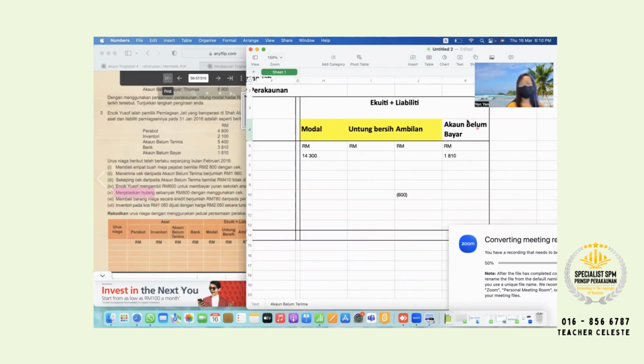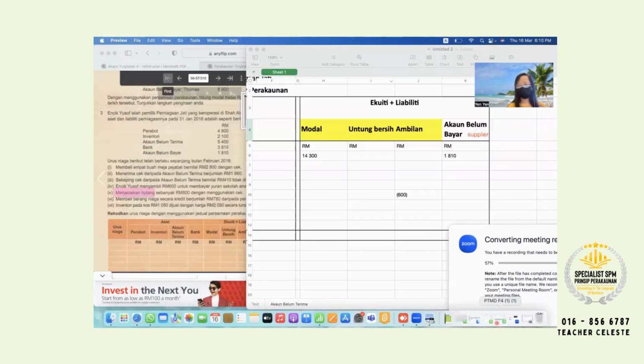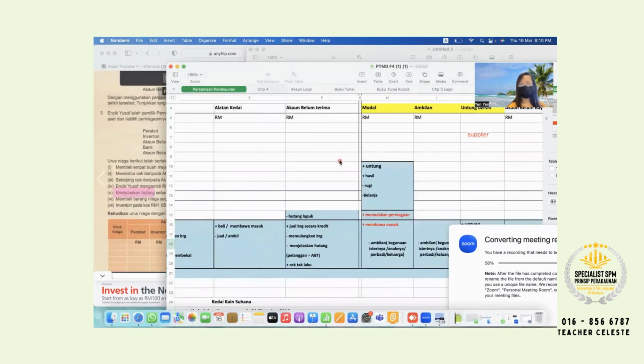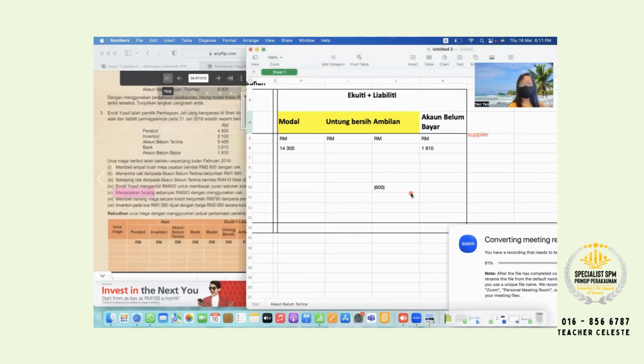Once you clear the debt, which means account belum bayar. This one equals to supplier. You pay, you settle the debts. So after that, once you settle the debts, you see account belum bayar. Menjelaskan hutang tanpa tolak. At the end is tolak. So we put it here, tolak 800. Write down here 800.